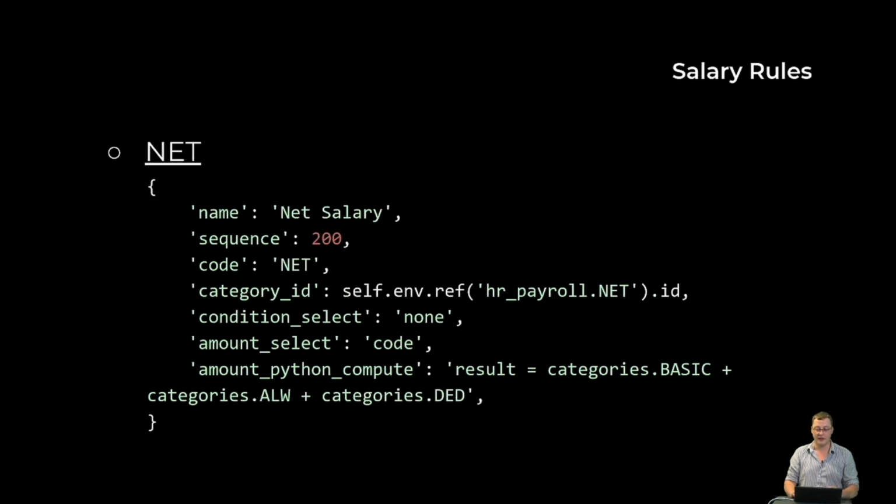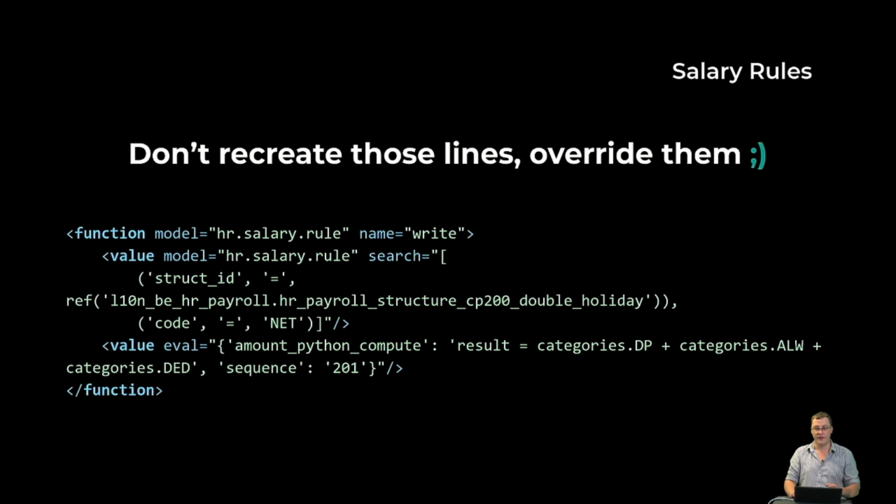And finally, the net salary, which is equal to the gross salary minus the deductions and, in that case, the taxed amount. So, if your payroll structure needs to define one of those rules, don't recreate those lines. Prefer to override them and keep the same code: basic, gross, and net. It will maintain valid reporting in your dashboard, and it will avoid duplicates in the payslip lines.